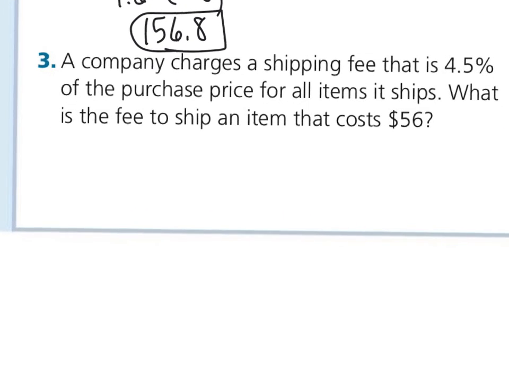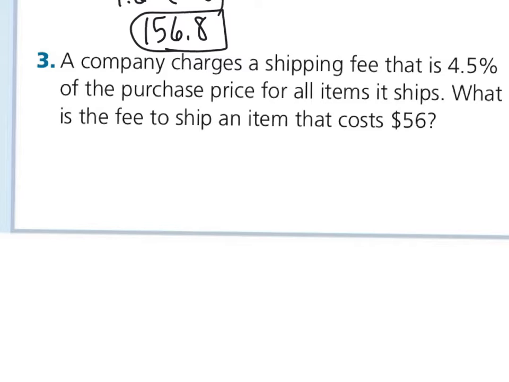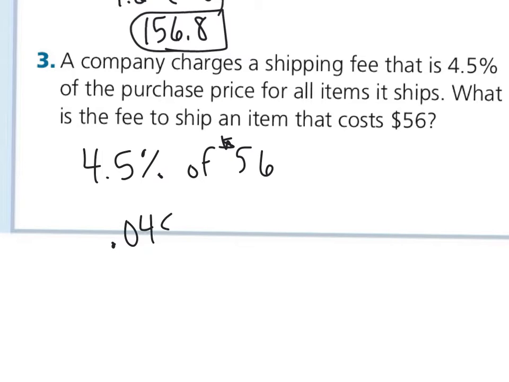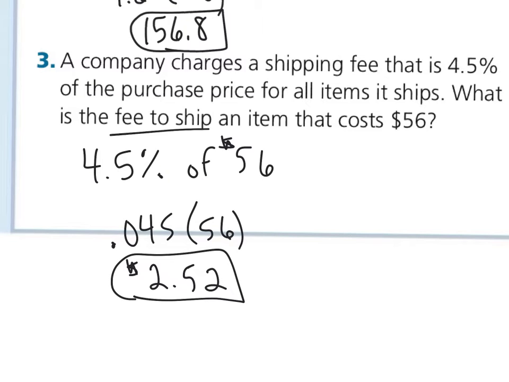And number 3, a company charges a shipping fee that is 4.5% of the purchase price. What's the fee to ship an item that costs $56? So we would just need to find 4.5% of $56. And if you multiply that out, that would be $2.52. Make sure you check what they're asking. It says what would be the fee to ship it. So $2.52 would be our shipping charge. If they asked what the total cost would be, we would just add that on to 56, which would be $58.52.